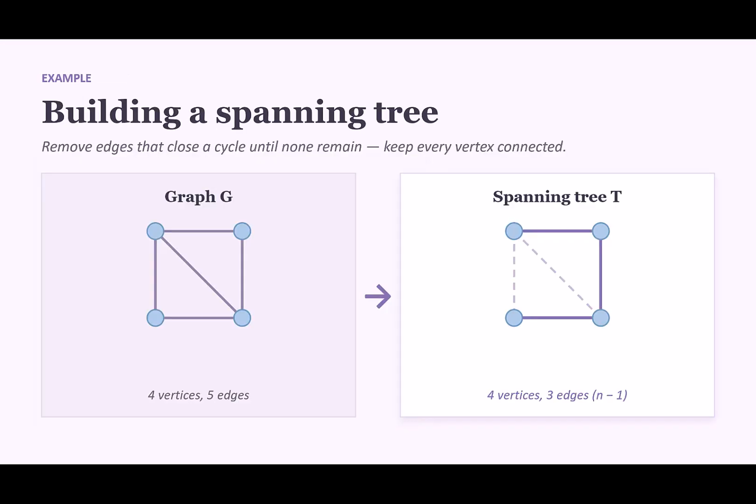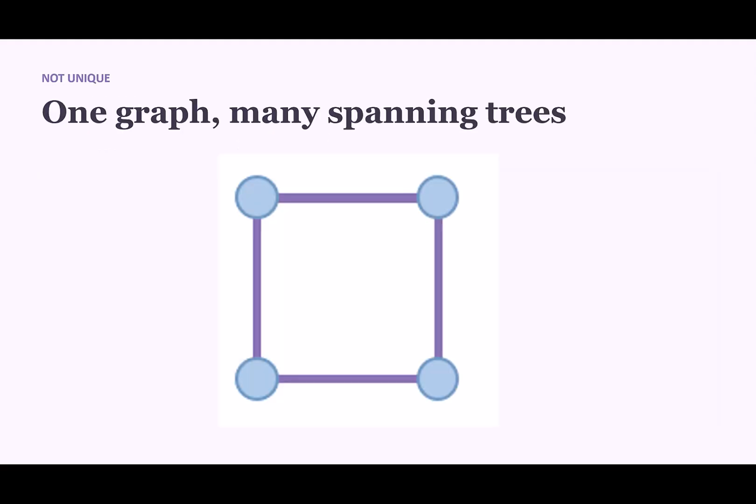Our overall strategy for building a spanning tree is to remove edges that close a cycle until no cycles remain. Remember, you're going to keep every vertex and make sure the graph is connected. It's important to point out that spanning trees do not have to be unique. One graph could have many spanning trees.